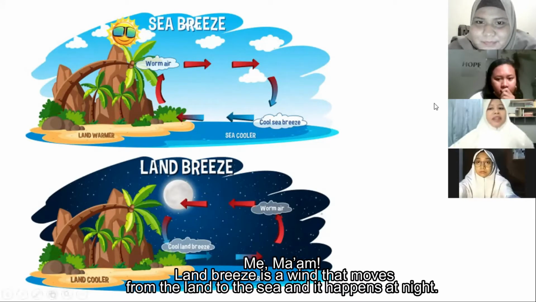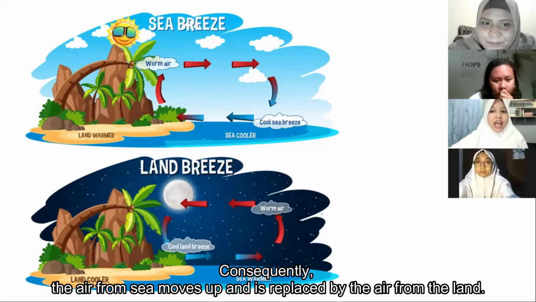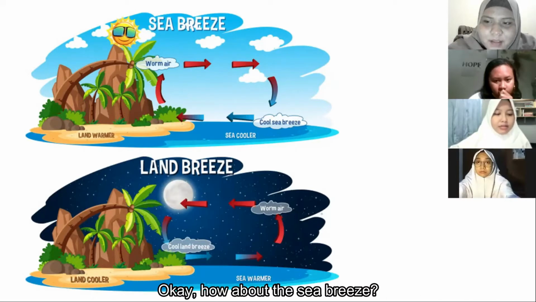Me, ma'am. Land breeze is a wind that moves from the land to the sea, and it happens at night. It is because at night the land cools faster than the sea, so the air on the land is cooler than the sea. Consequently, the air from the sea moves up and is replaced by the air from the land.